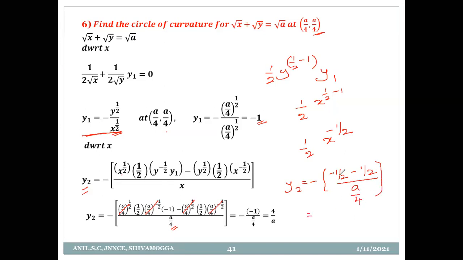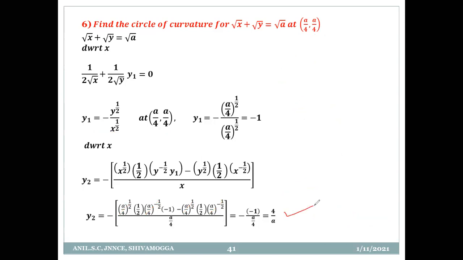This is equal to minus 1 by 2, minus 1 by 2 is minus 1. Minus 1 into minus is plus 1 divided by a by 4. Or you can write it as 4 by a. Both are the same. 1 over a by 4 is the same as 4 divided by a. Therefore, y2 is equal to 4 divided by a.